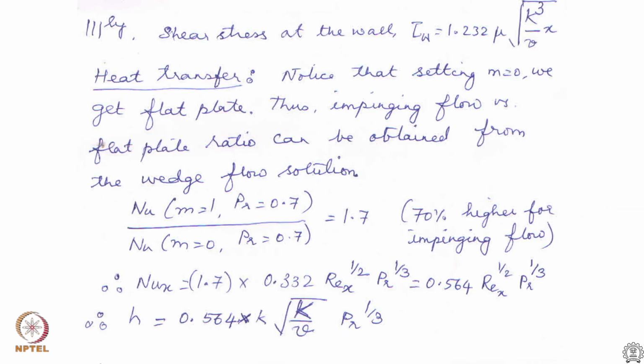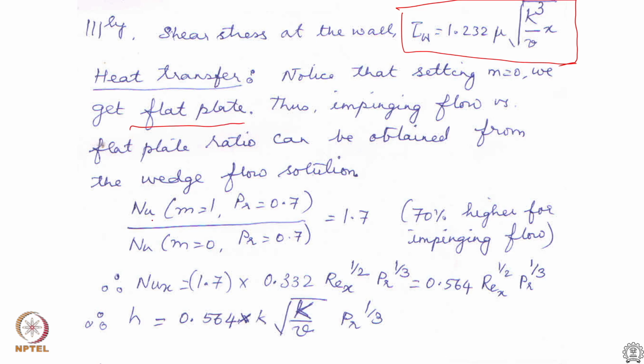And moving forward, we can use that same expression and find the wall shear stress using the same discussions you have had for the wedge solution. We can obtain this for this case as well. Now, we can look at the situation for heat transfer. Notice that we can set m equal to 0, you will get a flat plate as I discussed previously, and m equal to 1. We can look at what will happen to the heat transfer.